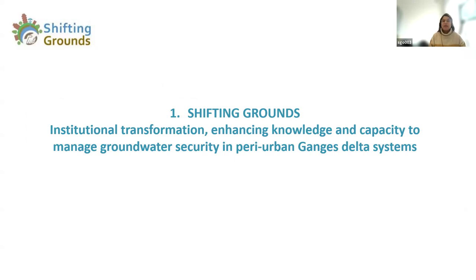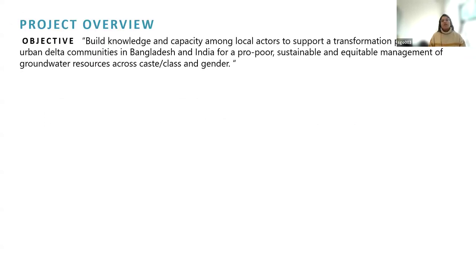So with that in mind, I'll take you through the first project that I did, actually as part of my PhD when I was at TU Delft. This was called the Shifting Grounds Project, which was looking at institutional transformation, enhancing knowledge and capacity to manage groundwater issues in the peri-urban Ganges Delta. As part of this project, the main objective was to build knowledge and capacity among local actors to support a transformation process within these peri-urban Delta communities in both Bangladesh and India.